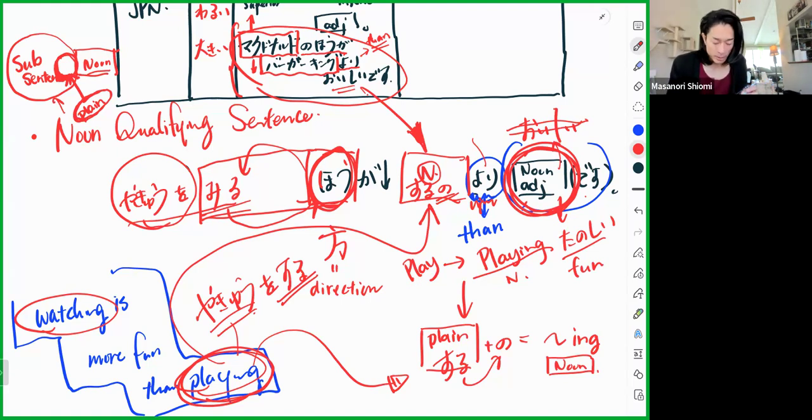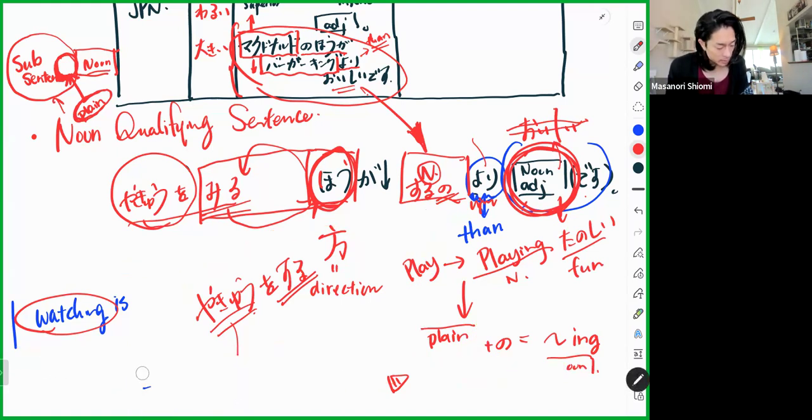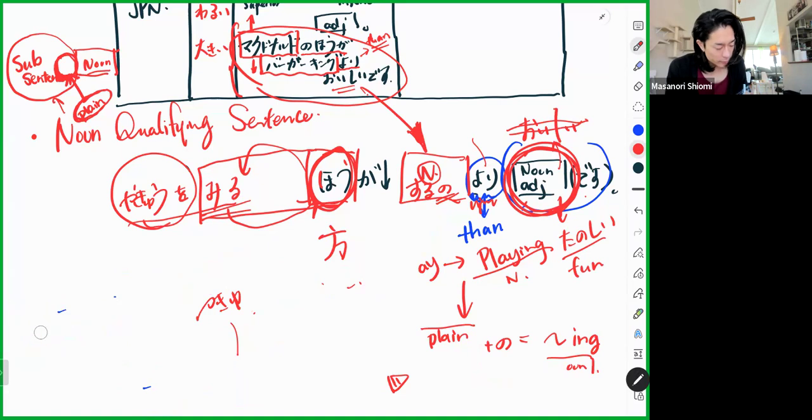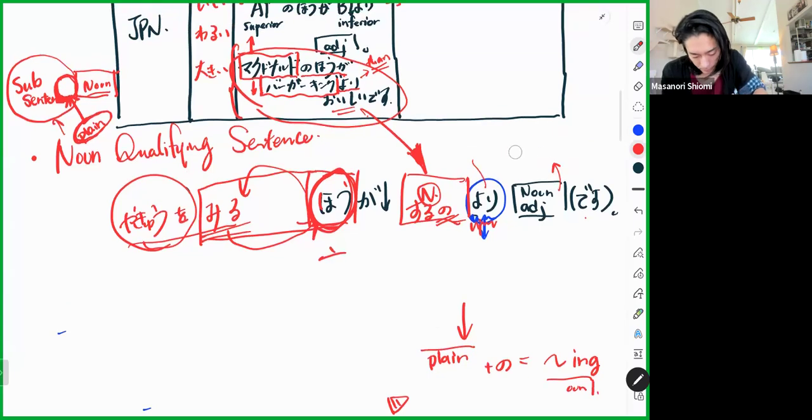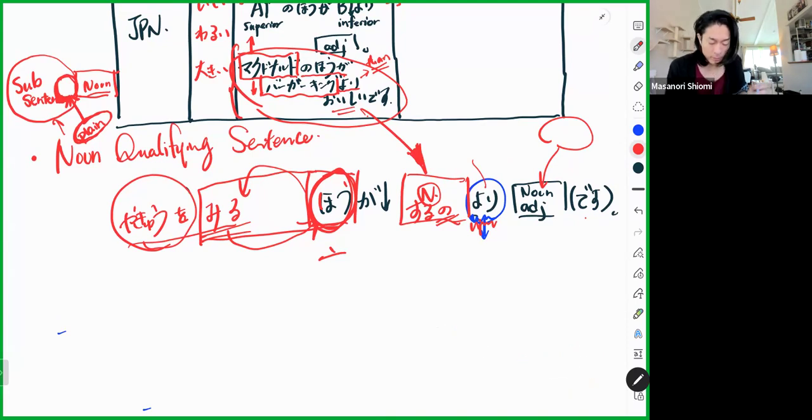Okay. I hope that made sense. Some of you might wonder, we have been seeing this noun here. Can you give an example of giving a noun to compare? For example, we can say something like, hey, you're more Japanese than this guy, right?